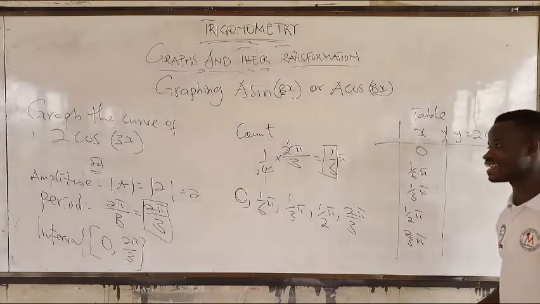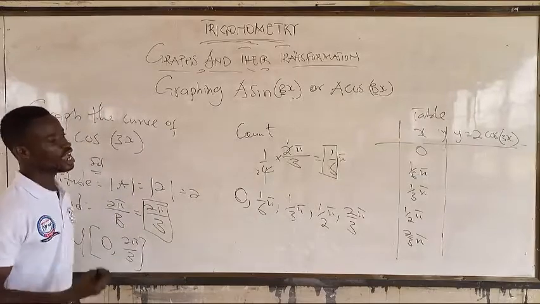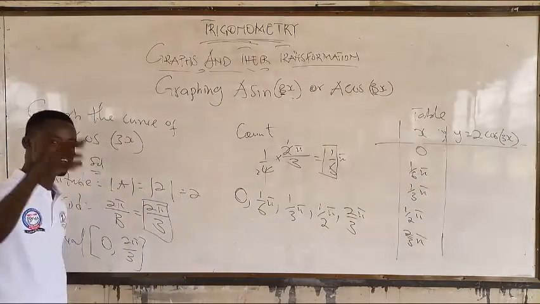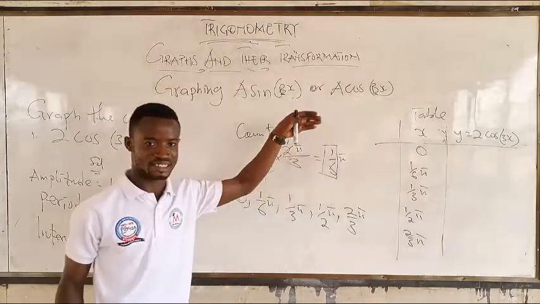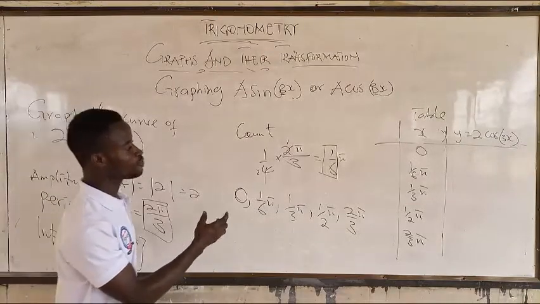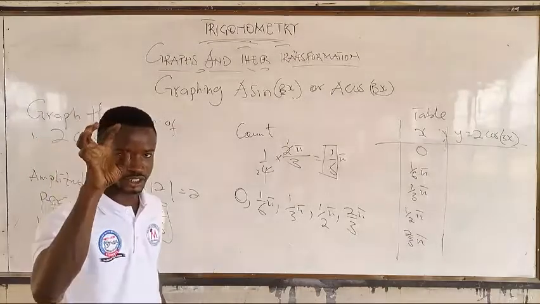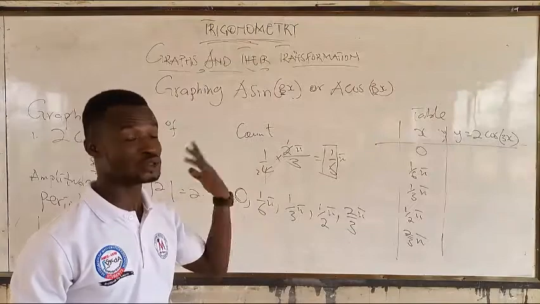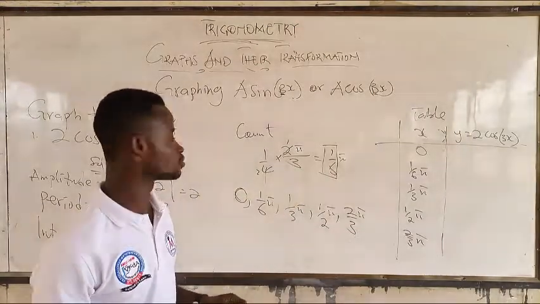Should I repeat again? All that I'm saying is that when you get your period and you want to draw your table, you need the 4 divisions. Don't forget we are starting from the origin, which is 0. Alright. So we want to divide this period 2 pi over 3 into 4 divisions. That means that you multiply the period by 1 over 4, or you divide by 4, in order for you to get the division.